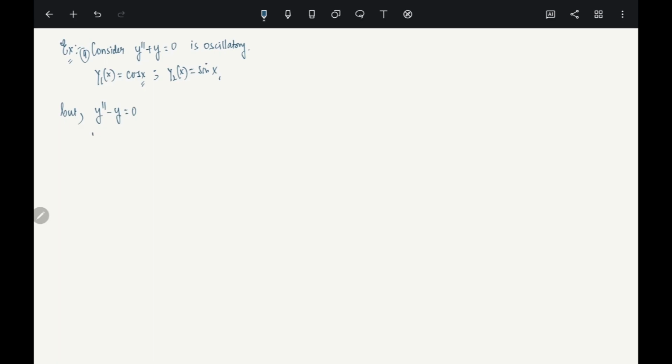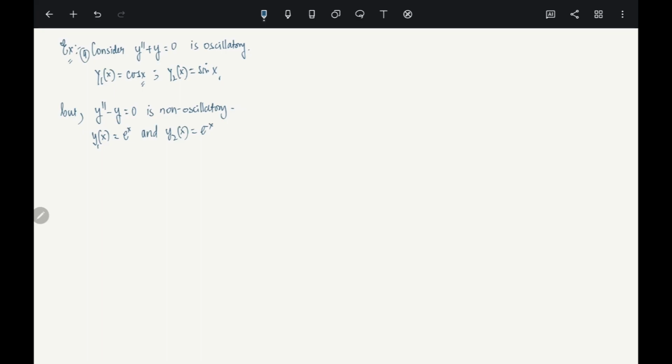y double prime minus y equals 0, then the solutions you get are y1 of x equals exponential x, and y2 of x equals exponential minus x. None of them has any zero. So it is non-oscillatory. Clear?